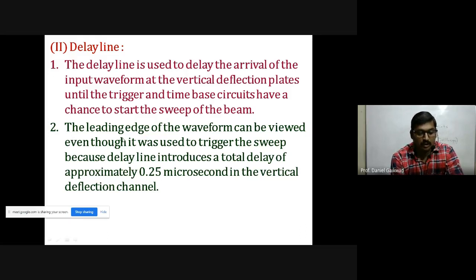Now, number second, the leading edge of the waveform can be viewed even though it was used to trigger the sweep, because the delay line introduces a total delay of approximately 0.25 microsecond in the vertical deflection channel. So the vertical deflection can be delayed by 0.25 microsecond, a very small time interval, but for the electron beam it is a large time interval. Accordingly, we have the matching of the vertical and horizontal signals. So this is the important role of the delay line.